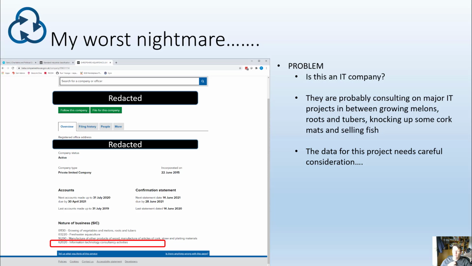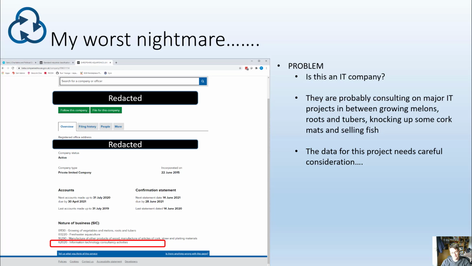Now, clearly, if the only SIC code a company's got is an IT one, then that's a very clear indication. But in this instance, it's a great example of how a fairly diverse business who can both grow vegetables and perform IT consultancy exists, and we as a company, for this project, need to ask: is this really an IT company? We need to establish whether that's the case or not, because it might be that their primary function is delivering IT consultancy, and they just so happen to have a very niche focus around agriculture, aquaculture, and furniture manufacture. So some thought needs to go into this project.